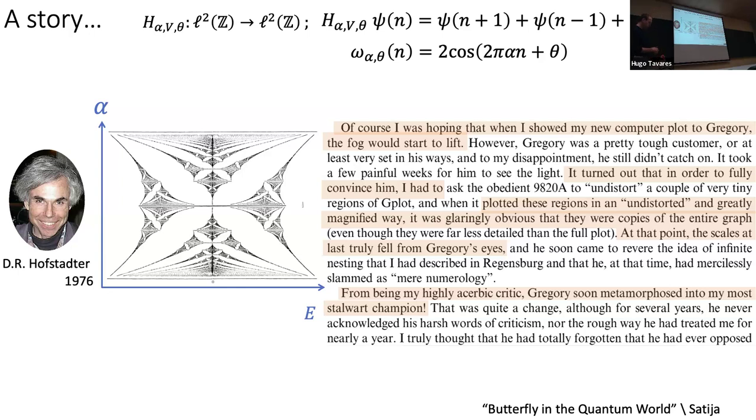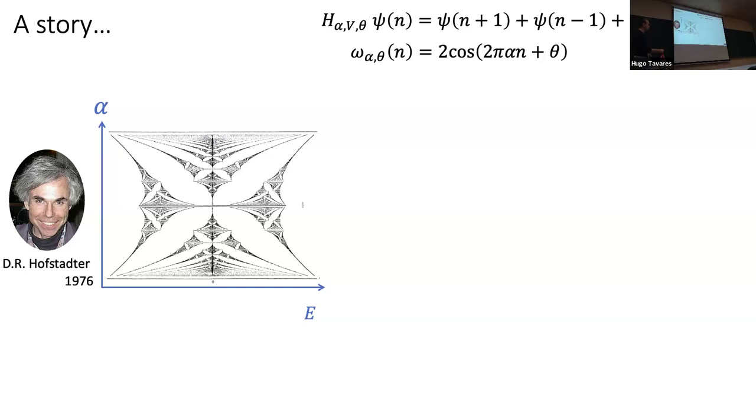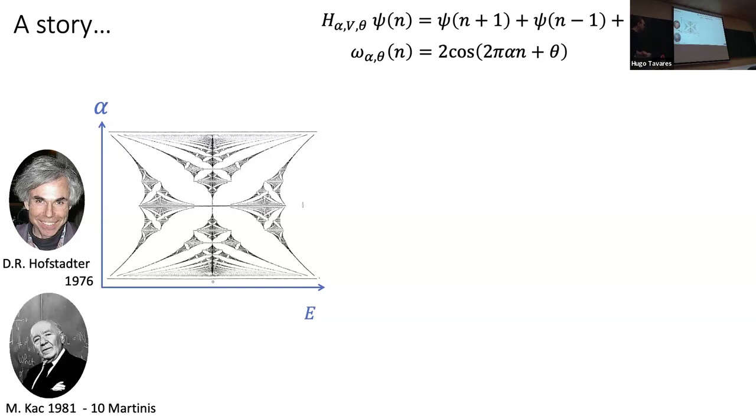Then when the recognition came, I'll go a bit forward in time. The discovery was in 1976. And then in 1981, Mark Kac gave a colloquium talk at the AMS meeting, and he posed a problem around Hofstadter's butterfly. The problem, I'll say it now very briefly, and later I will give some more details: to show that for alphas that are irrational, the spectrum is a Cantor set, or actually a generalized Cantor set, not just the classical one with the 1/3, but a generalized Cantor set which exposes some of the fractal nature of the spectrum. And Kac said that he will give 10 martinis to whoever proves it.